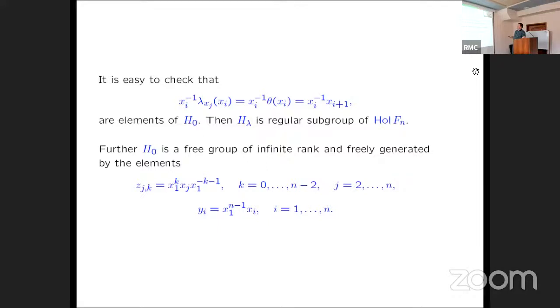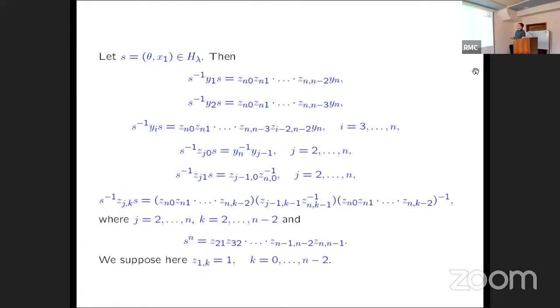It means that H lambda is regular subgroup of Golomb, and then using Reidemeister-Schreier method, we find free generators of H0. This subgroup generated by the elements Z, G, and Y, where indexes K, G, I from the next set. Then we find action of this element at x1 on the free generators of this free subgroup, and calculate nth power of element S. This power is non-trivial element of the free subgroup H0.